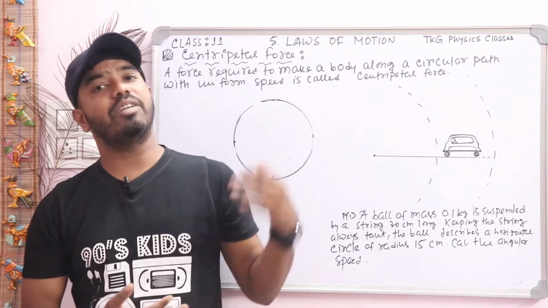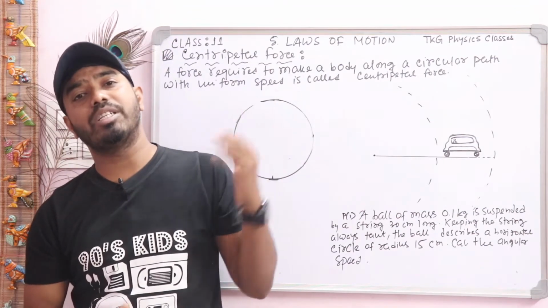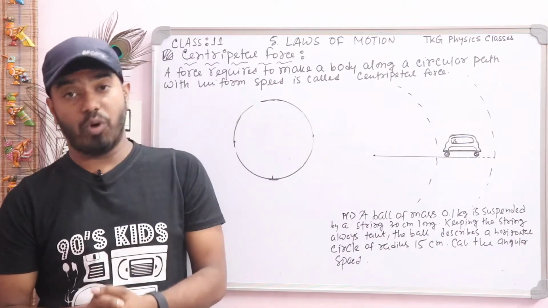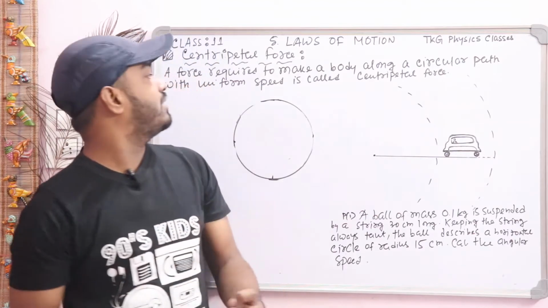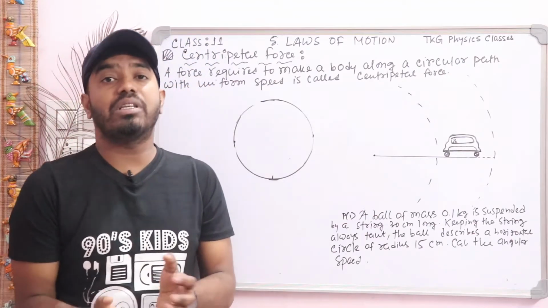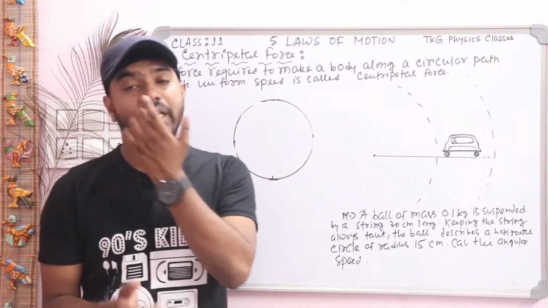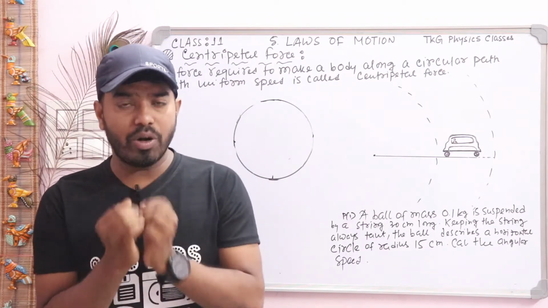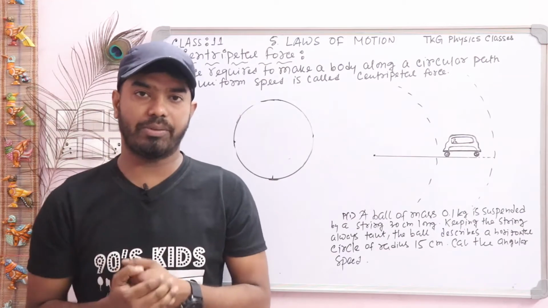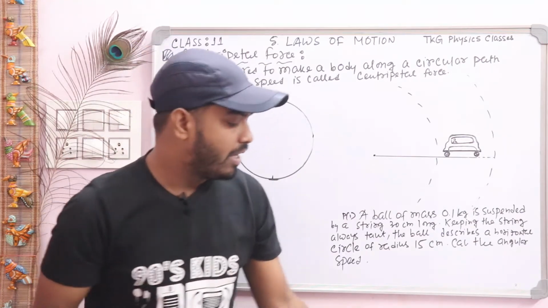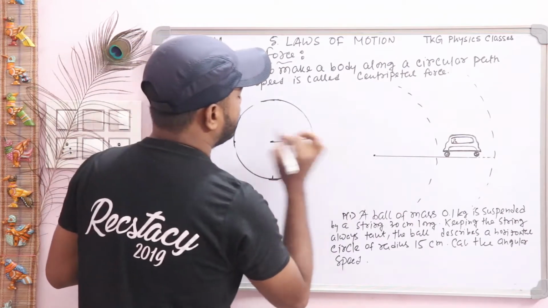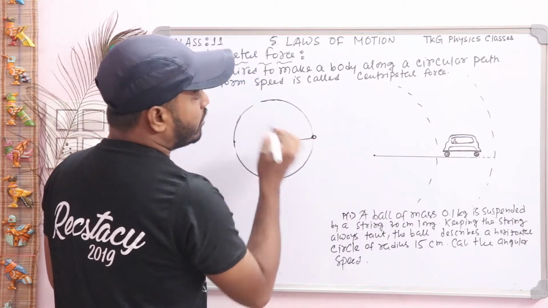At first you write down the definition. You see, this is the definition of centripetal force. That is a force which is required to make a body move along a circular path with a uniform speed is called the centripetal force. So for knowing the centripetal force, at first you have to know the basic meaning. Suppose a body of mass m is moving along a circular path. This one is the circular path.